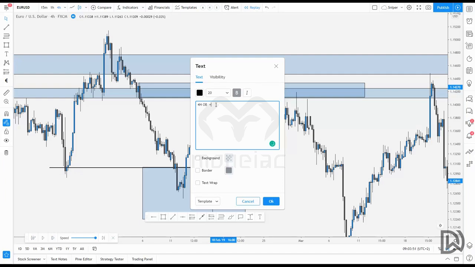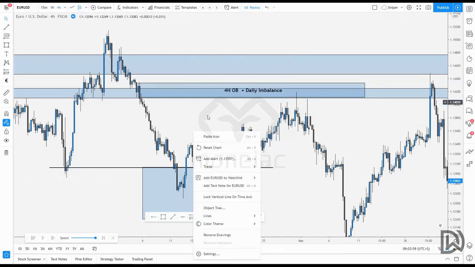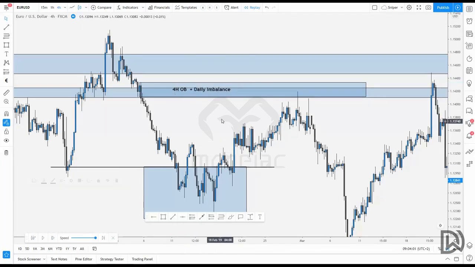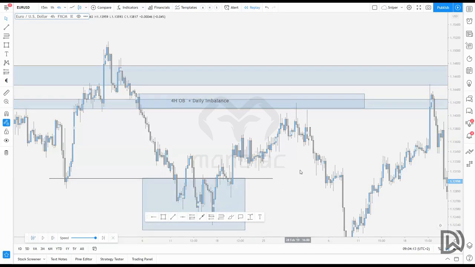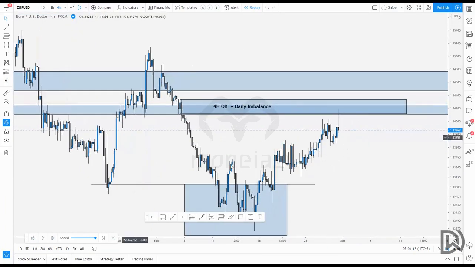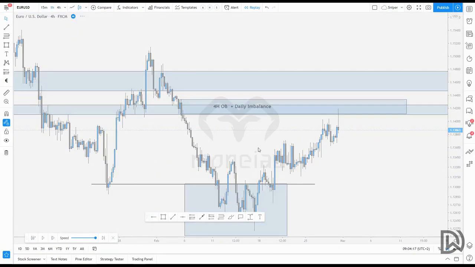So we have a 4 hour order block plus daily imbalance. Now already the odds are stacked in our favor, and we can see how price came into that darker highlighted area. Let's go back again. Now onto the 1 hour.